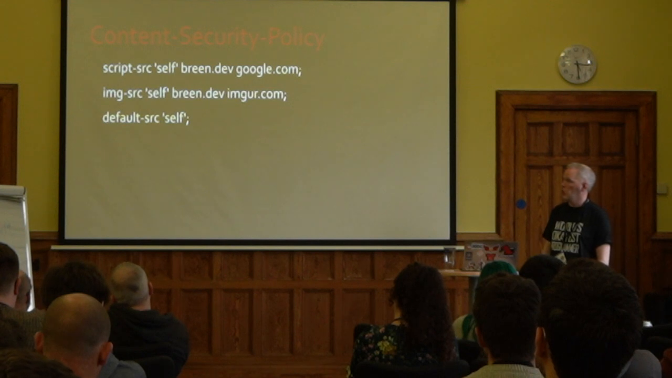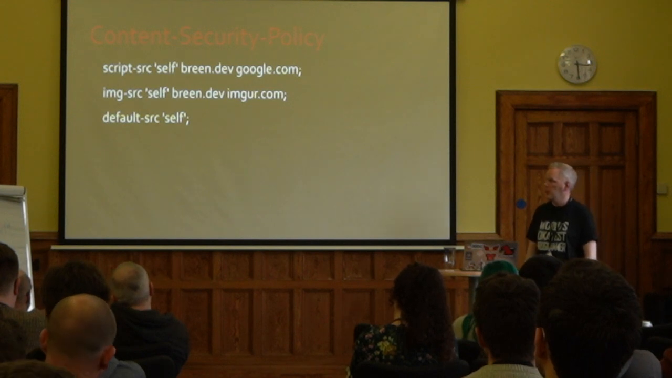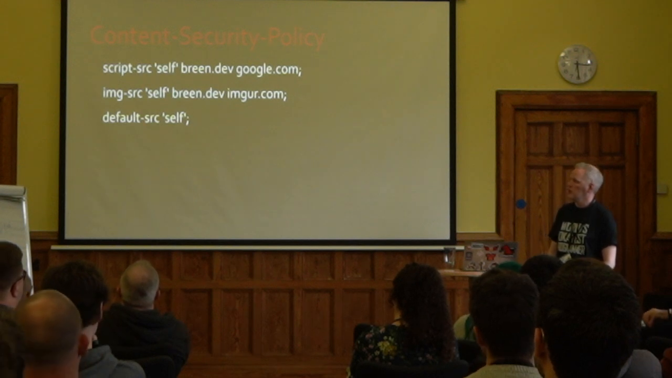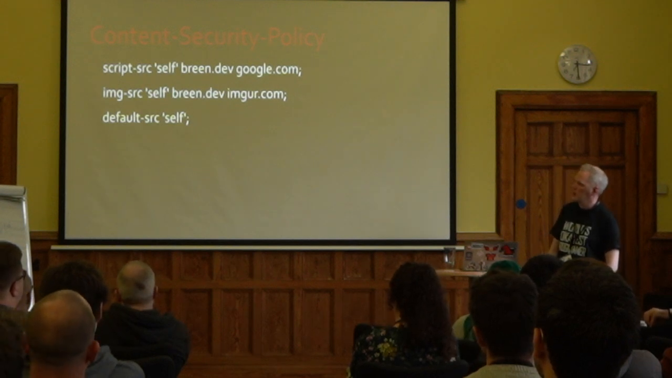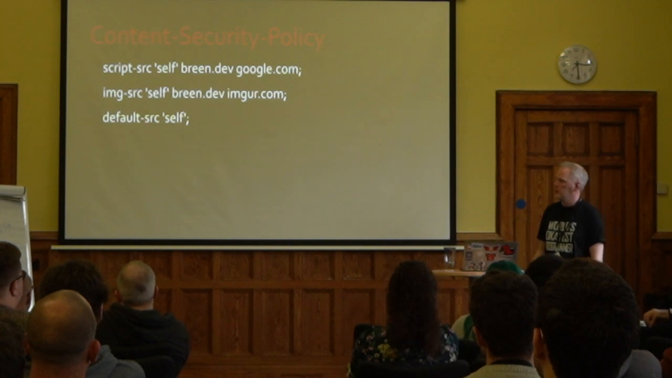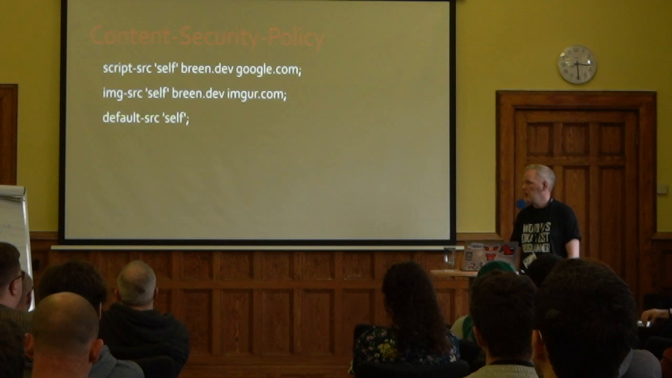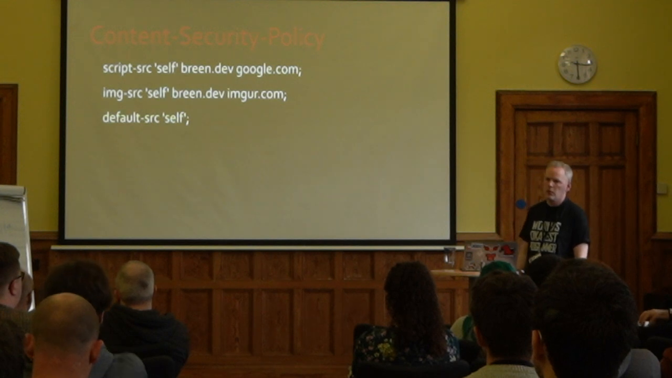Only allowing these whitelisted domains. So I'm allowing myself, whatever website I'm on, and Breen.dev, my personal website, and Google. And for images, something very similar. There is a whole list of different policies. If I haven't explicitly set one, then it defaults to the source. What this will mean is, if someone is able to inject a framework that is not on the whitelist, the browser will just refuse to load it.